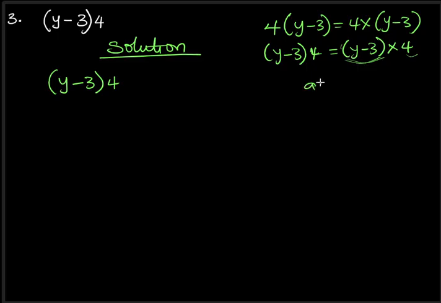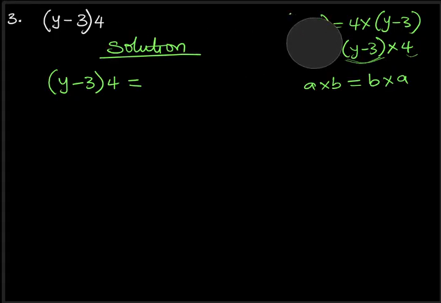If we have A times B, A times B is the same thing as saying B times A. 5 times 10 is the same thing as saying 10 times 5. So what do we have here? This will be equal to what?